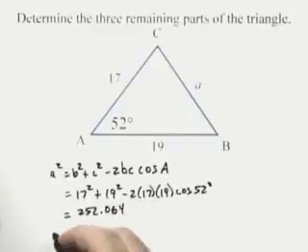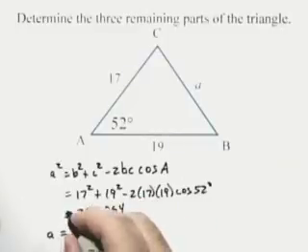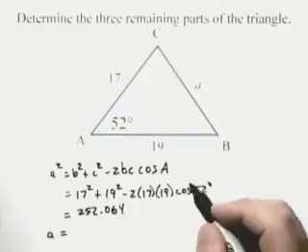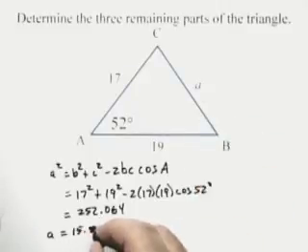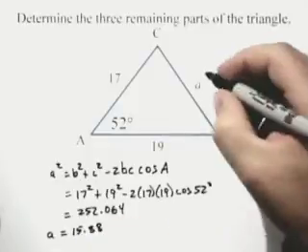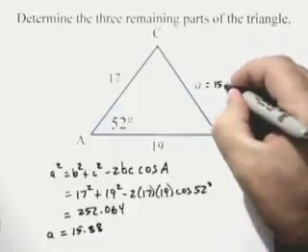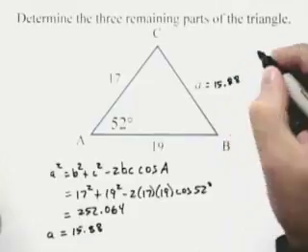252.064, and take the square root of both sides, using the positive square root since we're dealing with the length of a side, and get that a is 15.88. So our third side a is 15.88 units.